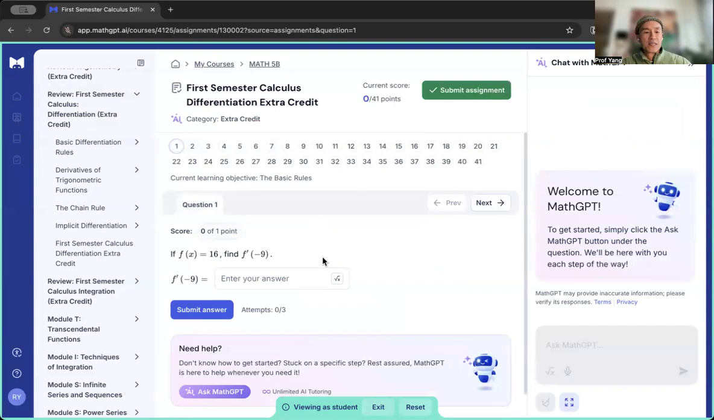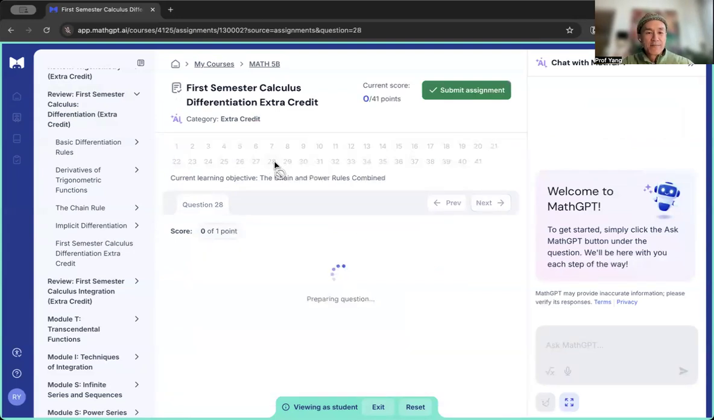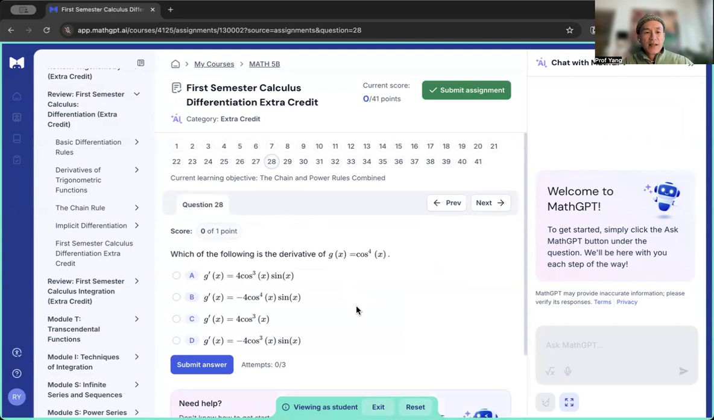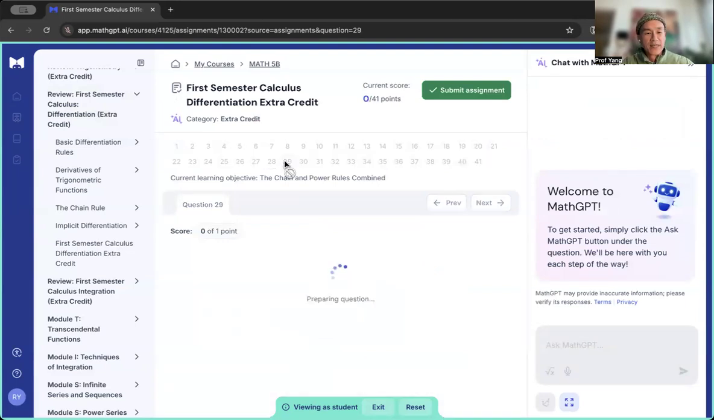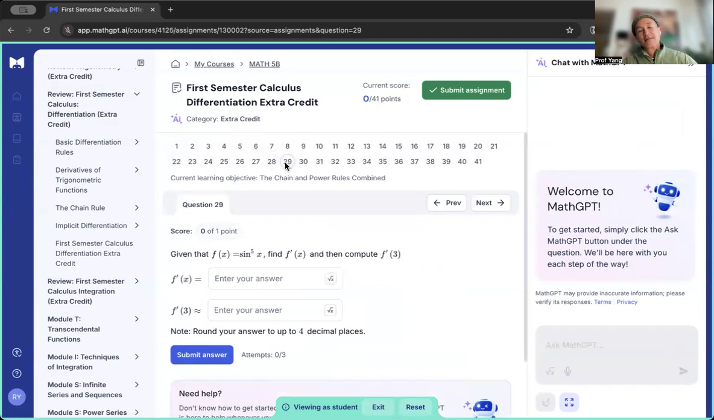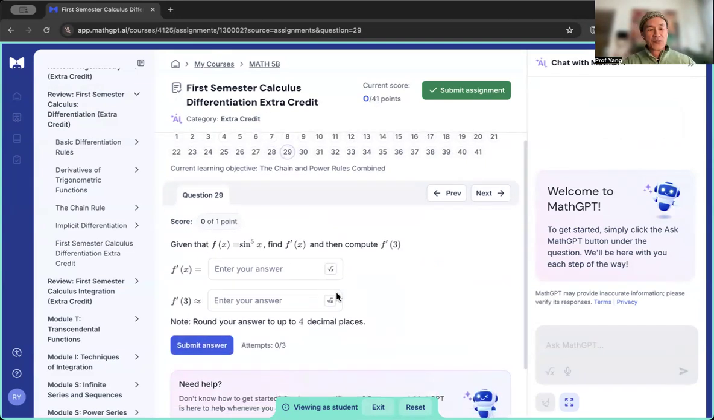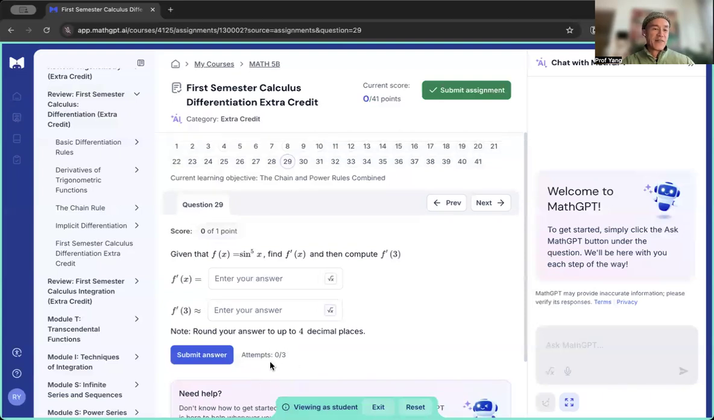Let's click on like problem 28. And this one, I guess, is a multiple choice question. It's kind of lame. What about 29? Okay. 29 is better, let's say, because it's fill in the blank rather than multiple choice. Okay, so you can see that you have like 3 attempts for this particular problem here.